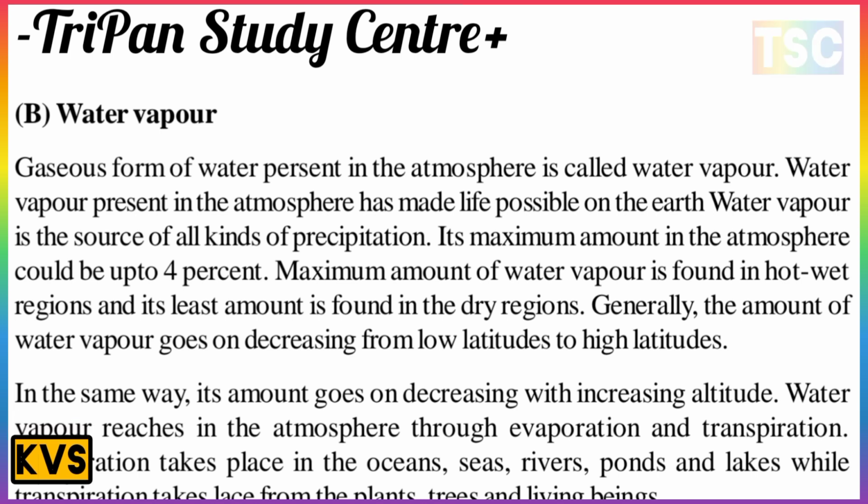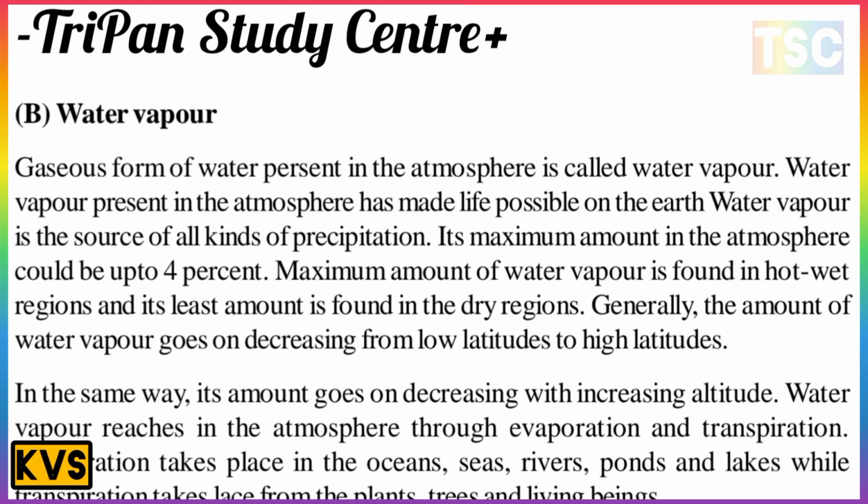The maximum amount of water vapor is found in hot, wet regions, and the least amount is found in dry regions. Generally, the amount of water vapor goes on decreasing from low latitudes to high latitudes. In the same way, its amount goes on decreasing with increasing altitude.